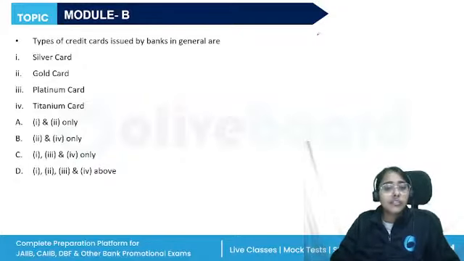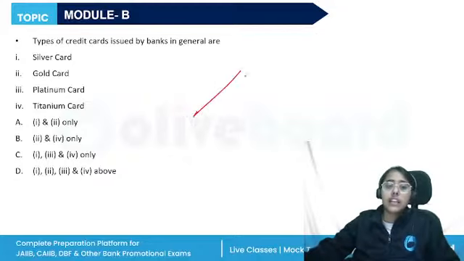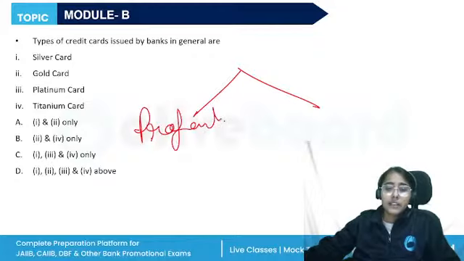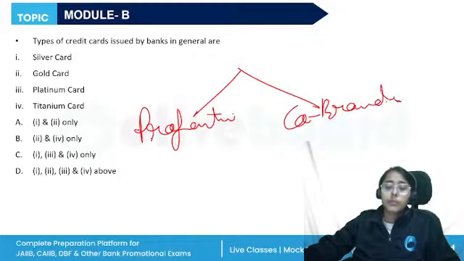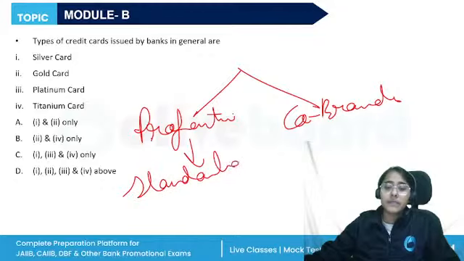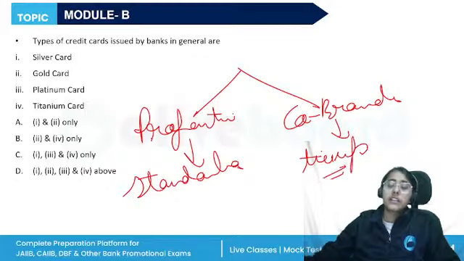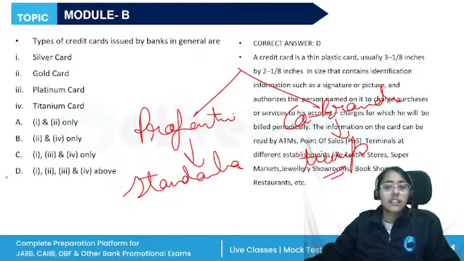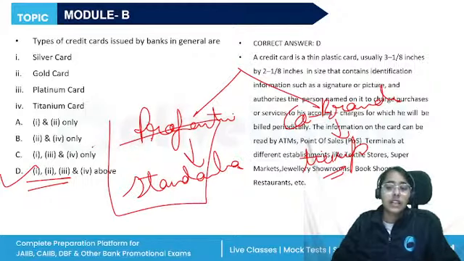Next, the types of credit cards issued by banks in general are silver card, gold card, platinum card, titanium card. Credit cards are issued either in the proprietary manner or in the co-branded manner. In the proprietary manner, the banks provide standalone cards independently. Co-branding is where tie-ups are done with companies. So the correct answer is 1, 2, 3, and 4, and these are the proprietary or standalone cards.